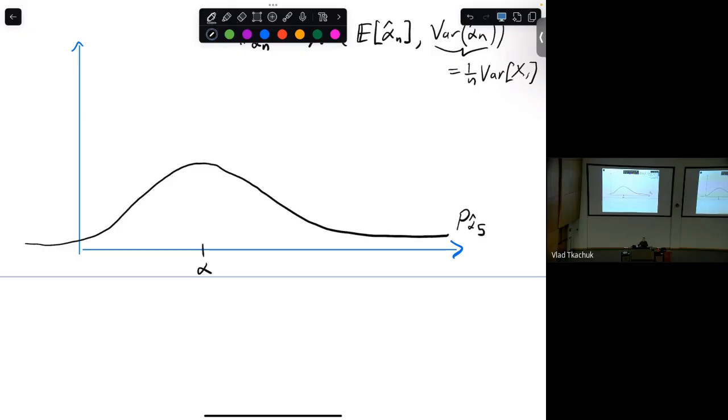And now let's see what the story looks like when we increase the coin flips. Let's increase it to, say, 100. Things are going to get tighter.